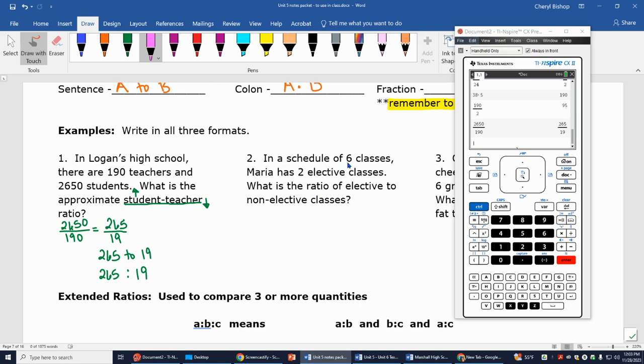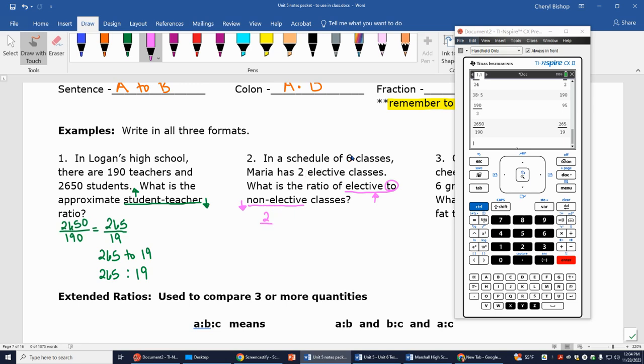In a schedule of 6 classes, Maria has 2 elective classes. What is the ratio of elective to non-elective classes? So since elective is listed first, that's going to go in my numerator, and non-elective is written second, so that's going to go in my denominator. So how many elective classes does Maria have? She has 2 elective classes. That's going to go in my numerator. How many non-elective classes does she have?